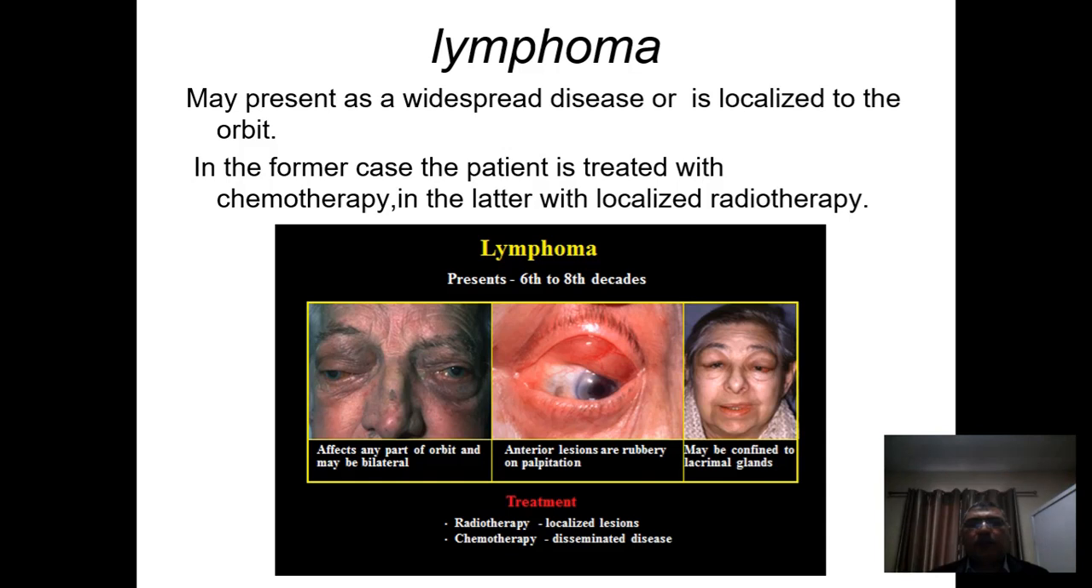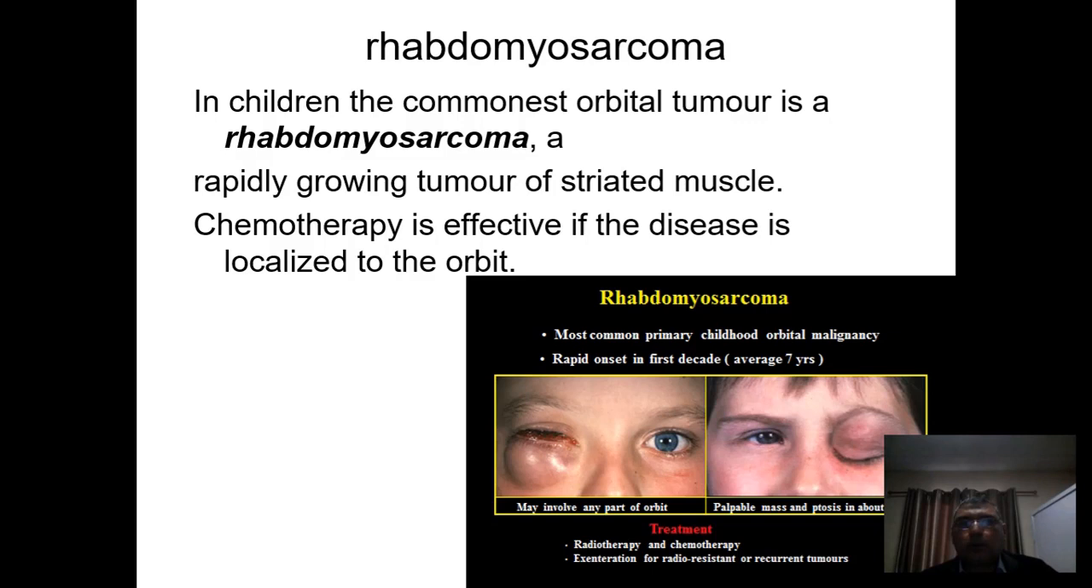Lymphomas may present as widespread disease or may be localized to the orbit. The widespread disease is treated with chemotherapy, but if it is localized to the orbit, it is treated with localized radiotherapy. Rhabdomyosarcoma occurs in children as an orbital tumor, a rapidly growing tumor of the striated muscles. It is a malignant tumor. Chemotherapy is effective if the disease is localized to the orbit. Sometimes you may need radiotherapy. Exenteration also may be needed in severe cases of rhabdomyosarcoma.